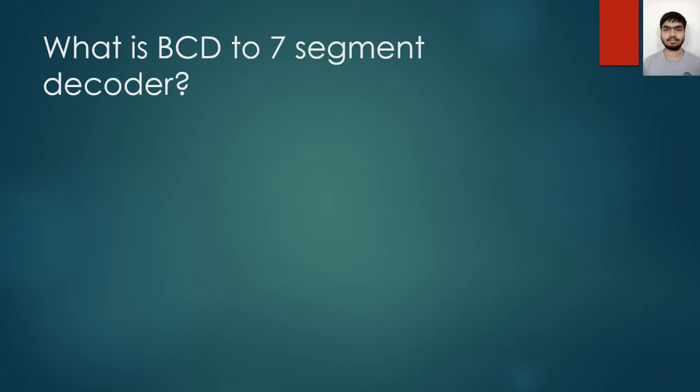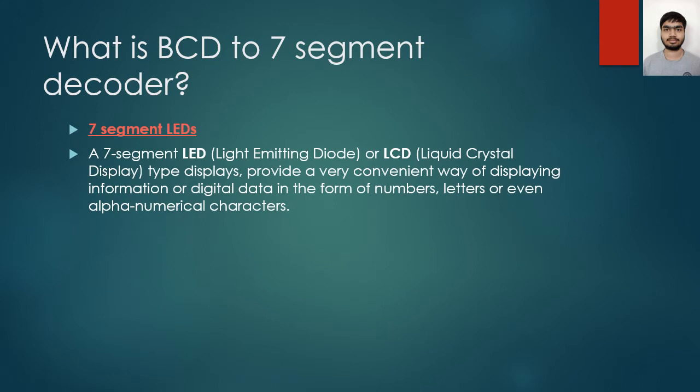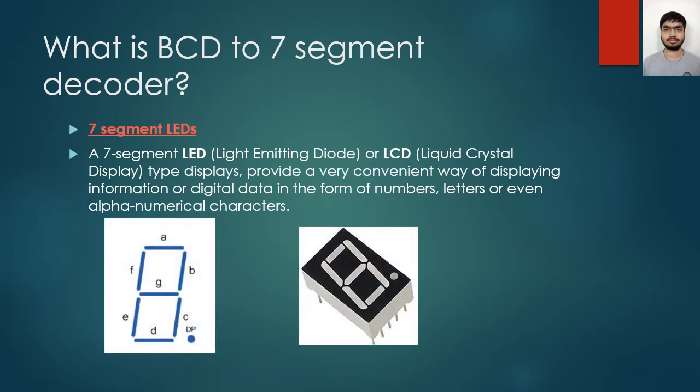Let's see what BCD to 7 segment is. We will start with 7 segment LEDs. 7 segment LED or LCD are a type of display which provide a very convenient way of displaying information in digital form, such as numbers, letters, or even alphanumeric characters. You would all have seen this device which contains 7 LED segments: 1, 2, 3, 4, 5, 6, 7. All the numbers can be generated and displayed using this device, and it also contains a decimal point.